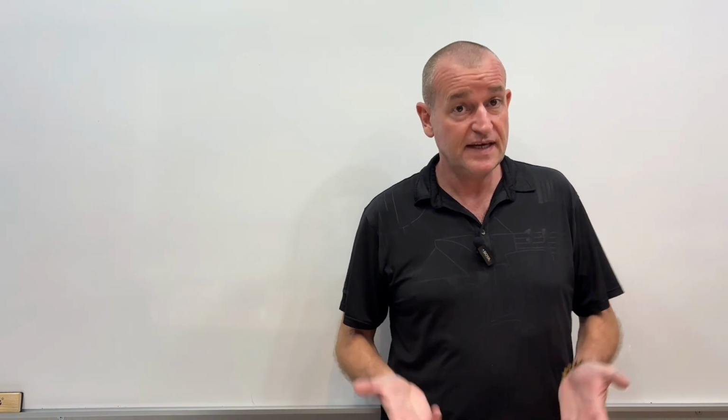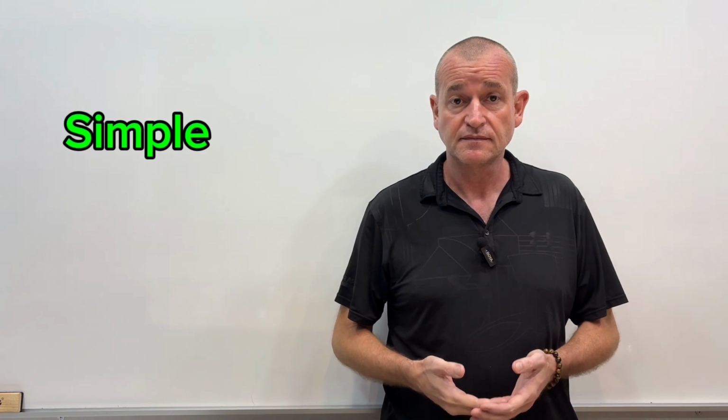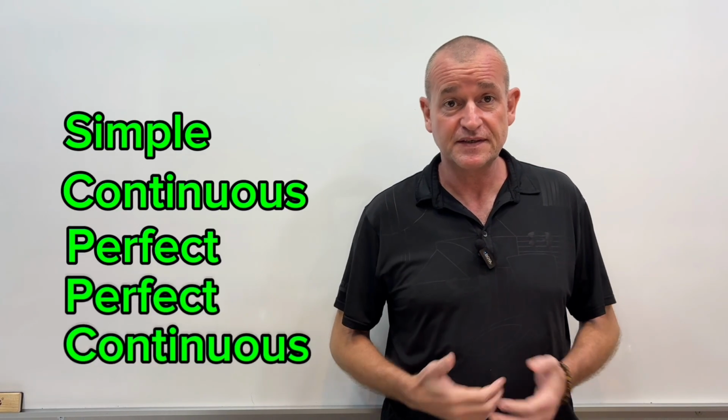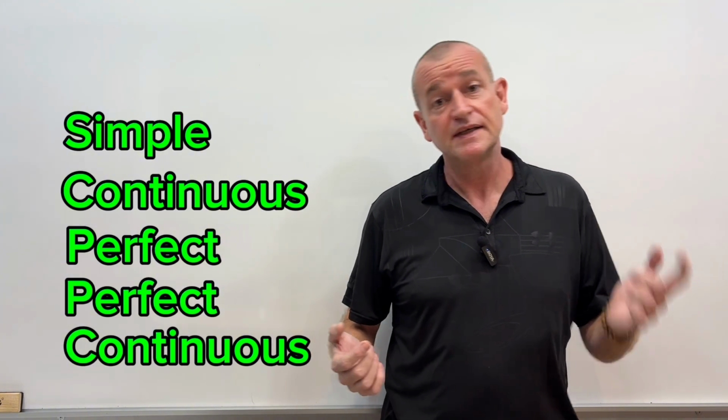The three main tenses are present, past, and future. And in each of these, there are 4 subcategories. Simple, continuous, perfect, and perfect continuous. I'm going to explain them all. Let's go.